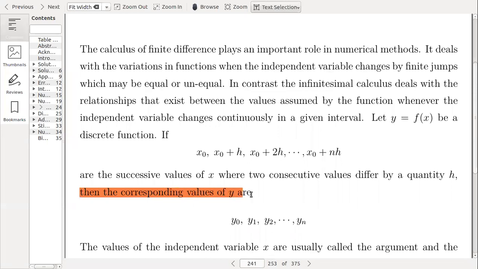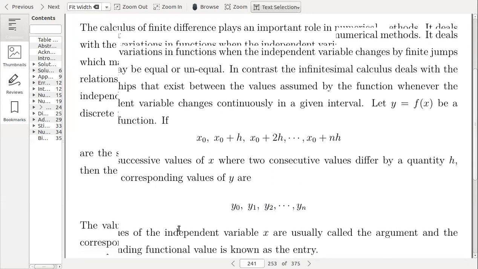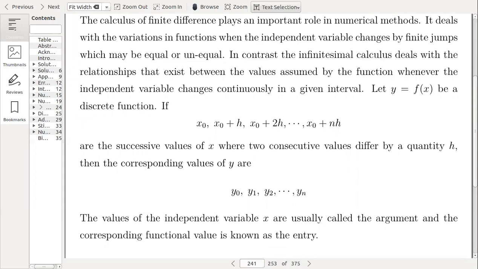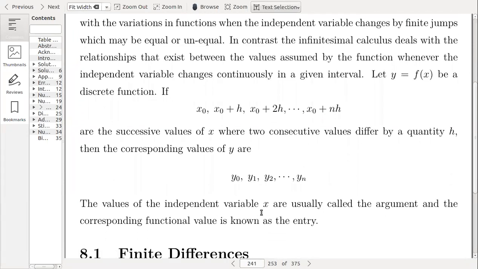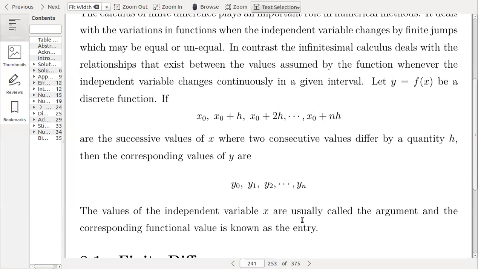Then the corresponding values of y are: the corresponding value to x naught is y naught, the corresponding value to x naught plus h we can denote with y1, and the corresponding value to x naught plus 2h we can denote with y2, and so on. The values of the independent variable x are usually called the argument, and the corresponding functional values are known as the entry.